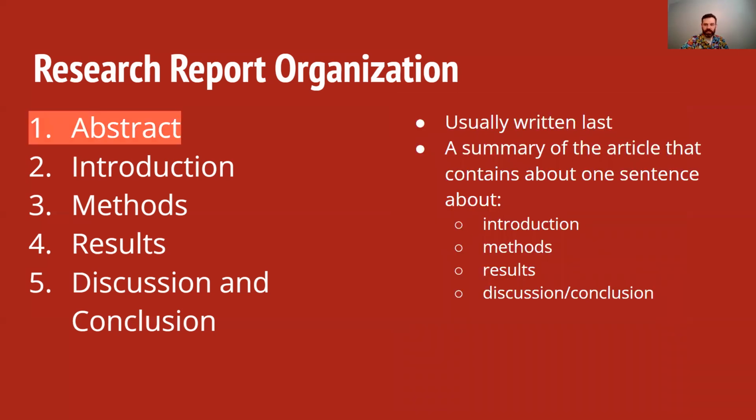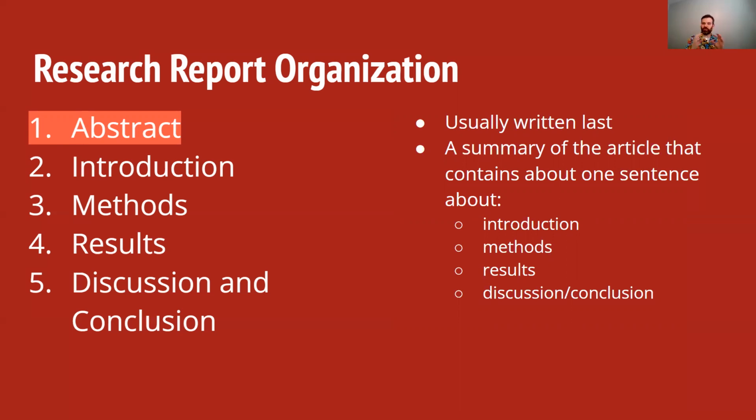So first, the abstract is usually, even though it appears first, it is written last. You can't write it until you've written the rest of the report because it's a summary of the article. And typically, it will contain at least one section that summarizes each of the 4 other main sections. The introduction part that introduces your topic, the methods part that explains how you did your research, the results part that explains what you learned from your research, and then the discussion and conclusion part, which helps your audience understand how to use the results or the information that you collected for a particular purpose.